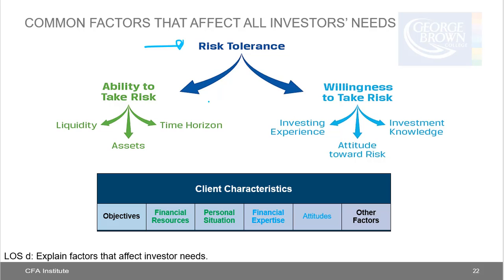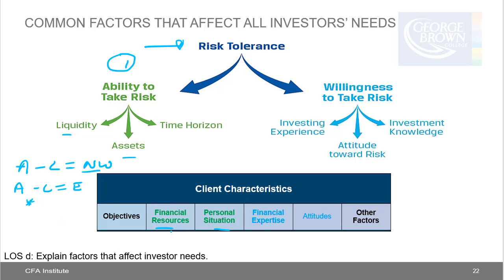So when we're talking about risk tolerance, we talk about two things. Number one, the ability to take risk, and that's based on certain client characteristics, such as financial resources and the personal situation. What do you have the liquidity to save and invest? What are the financial resources? What are the assets? What's the client's net worth? Assets minus liabilities equals net worth when we talk about families. Assets minus liabilities equals equity when we studied the chapter on financial statements, okay?